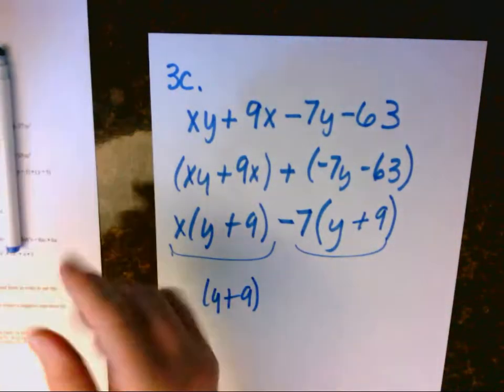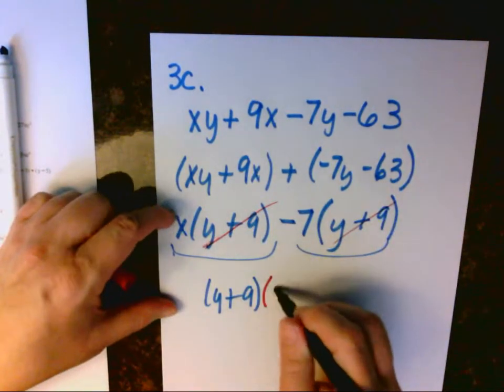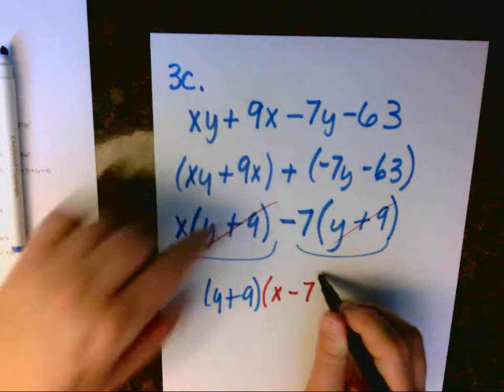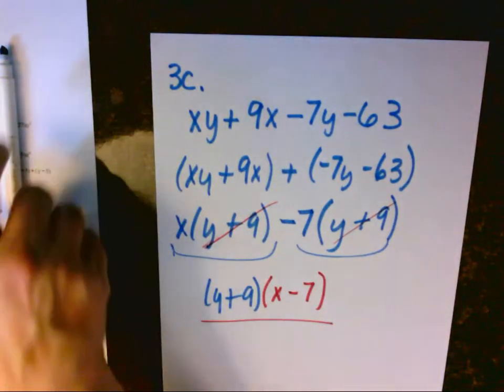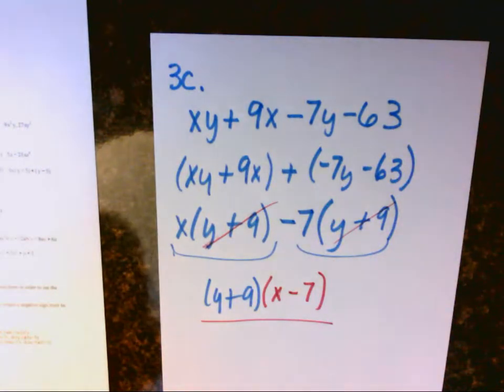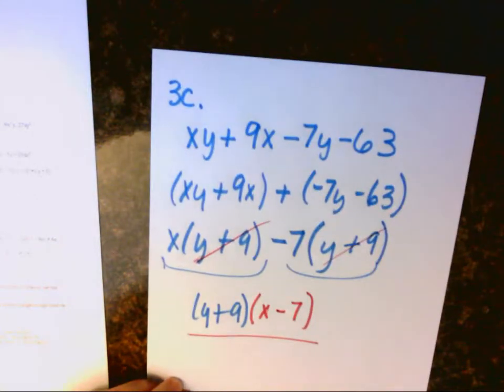Okay, when I take out the y plus 9, I factor it out, right? What's left? An x minus a 7. Okay, so if you multiplied that back out, it would get you to where we started. And that was 3c. Let me grab some more paper here. And we'll be taking on to 3d.